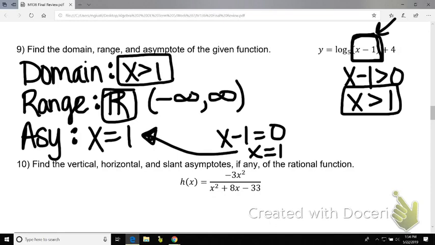So your domain and your asymptote for logs always look pretty much the same, except your asymptote will have an equal sign and the domain will have a greater than symbol. But the number will be exactly the same for each. And then range is always all real numbers.